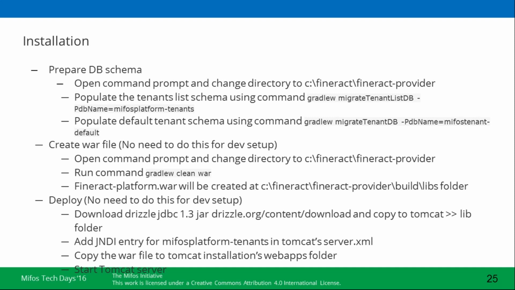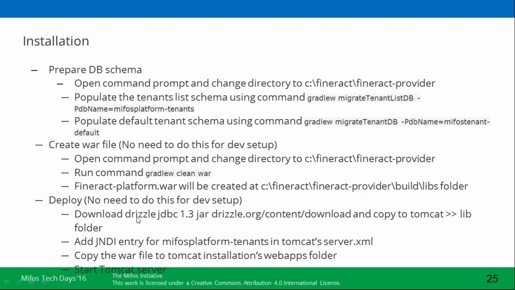Okay, so the easiest is you actually download the ready war file from the Mifos release and then directly skip to the deploy step. Or if you want to create your own war file, you just need to go to the Fineract provider folder as part of your cloned repository and just run this command: gradle clean war. Now a fineract-platform.war file will be created in this particular folder, the build libs folder.